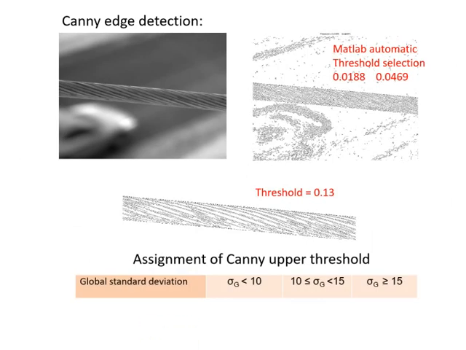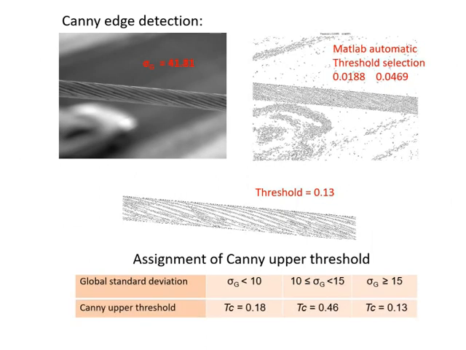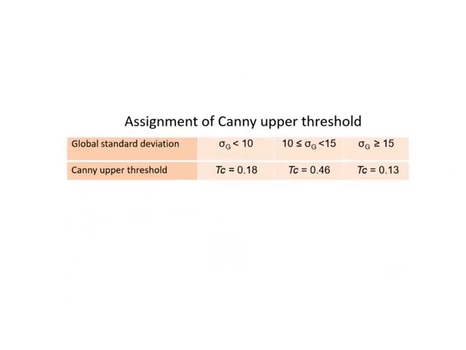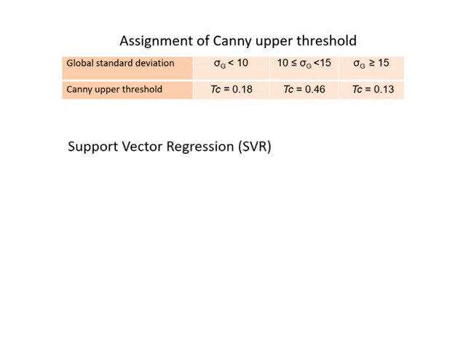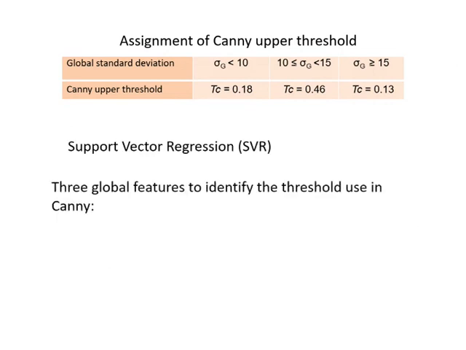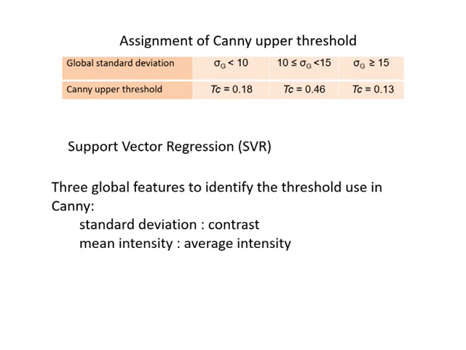Empirically, we defined those thresholds manually and detected 3 regions based on the global standard deviation of the original images where those threshold values were working the best. For the image in this example, the global standard deviation is 41.81, which tells us that we should choose a threshold equal to 0.13 according to the bottom of the table that I'm showing you. We are going to refer to using this table as an empirical method, but we would like to use support vector regression to detect those parameters automatically.